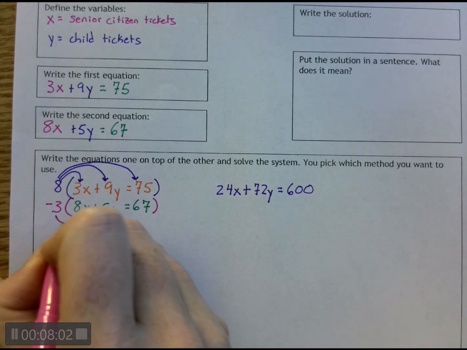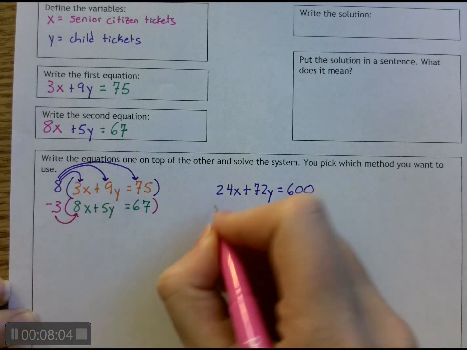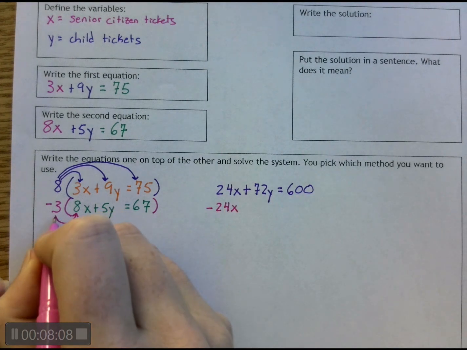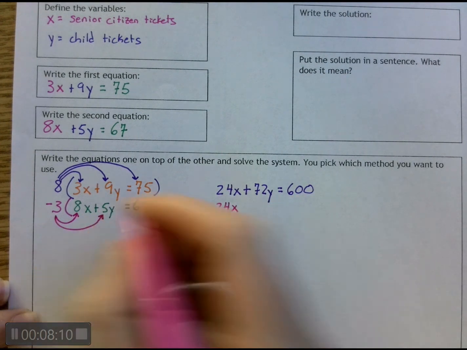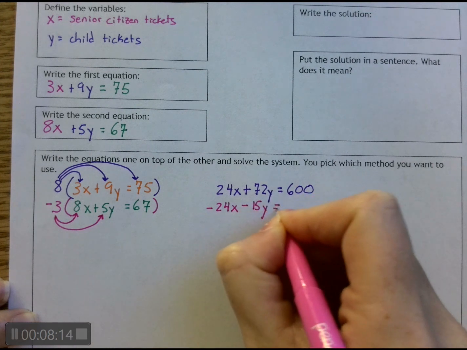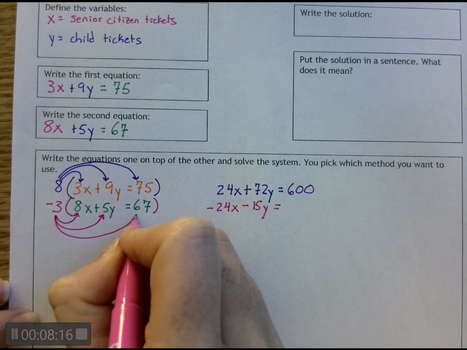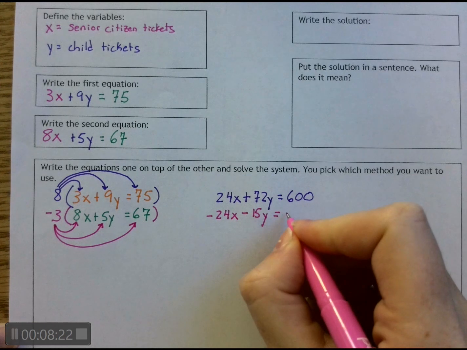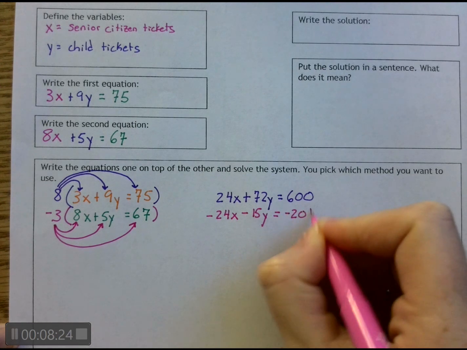So we're going to distribute our -3 to 8 to give us -24x, -3 to positive 5y to give us -15y, equals -3 times 67. If you can do that in your head, you are awesome. I cannot. It will give you -201.